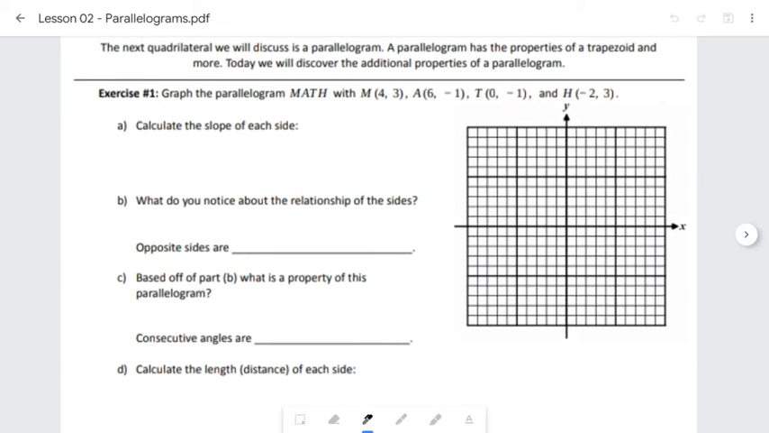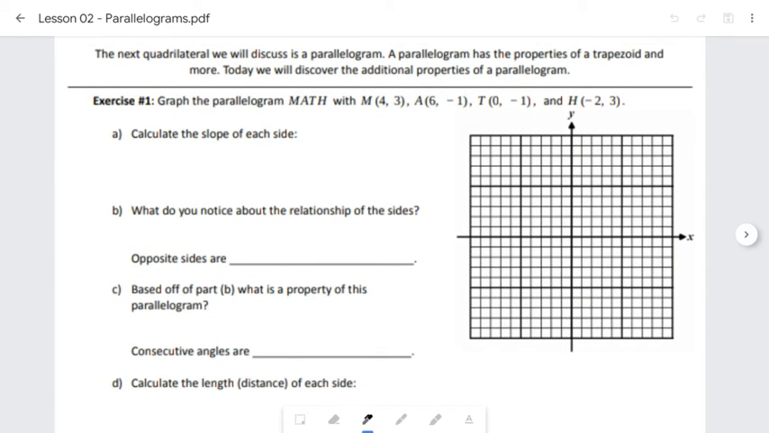Hey everyone, in this video we're going to look at the next quadrilateral that we are going to study this year, and that's the parallelogram. So a parallelogram has all the properties that a trapezoid has and a bunch more of its own. So we're going to look at all those properties now.